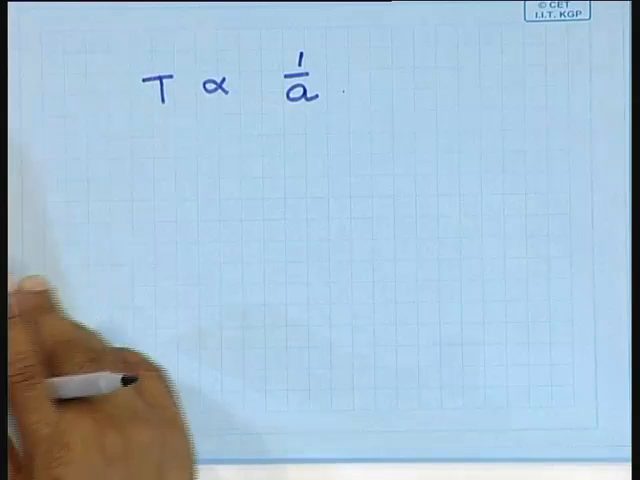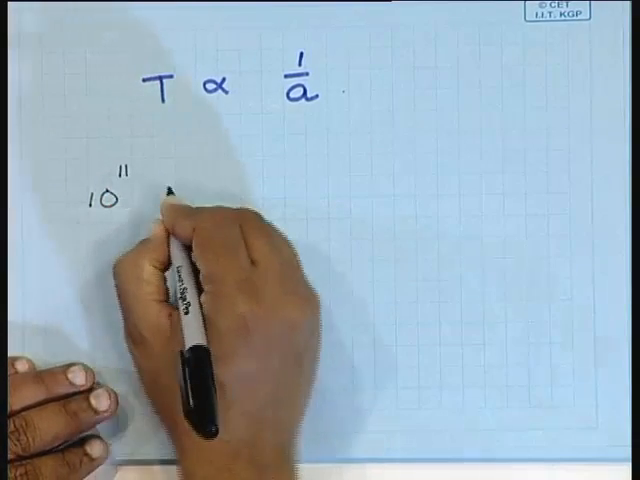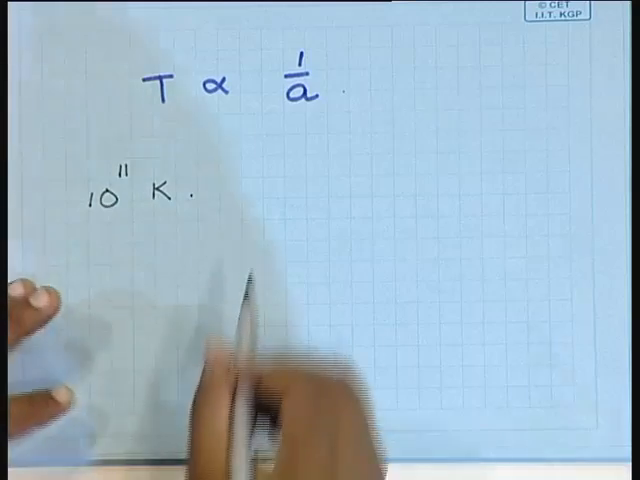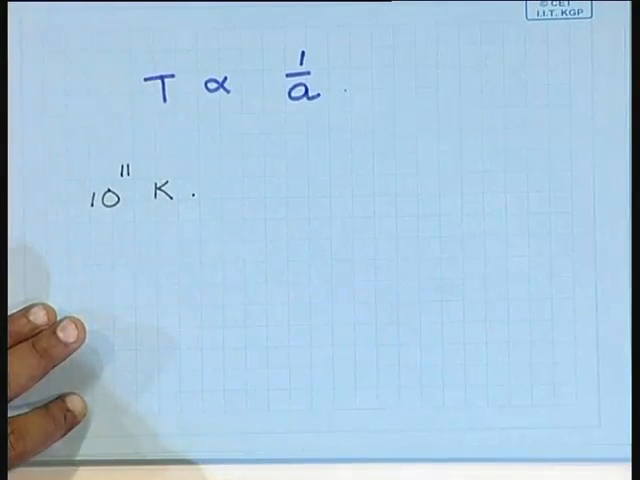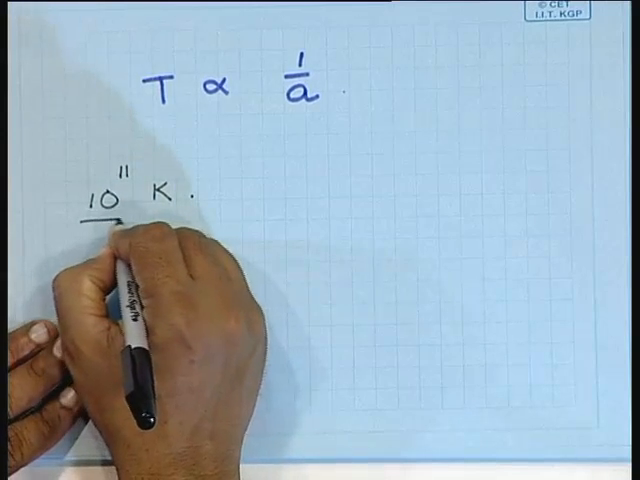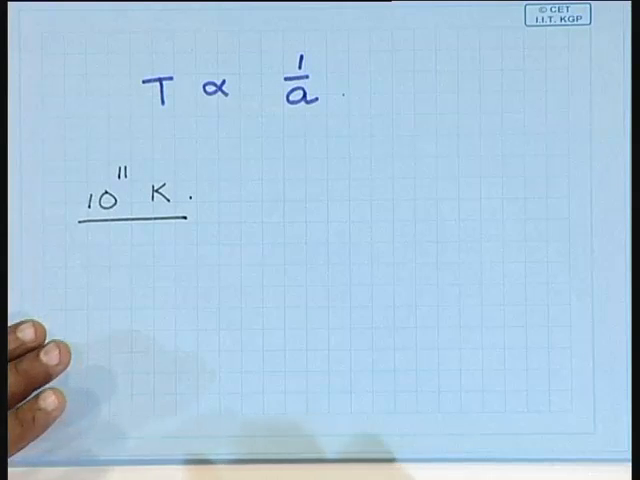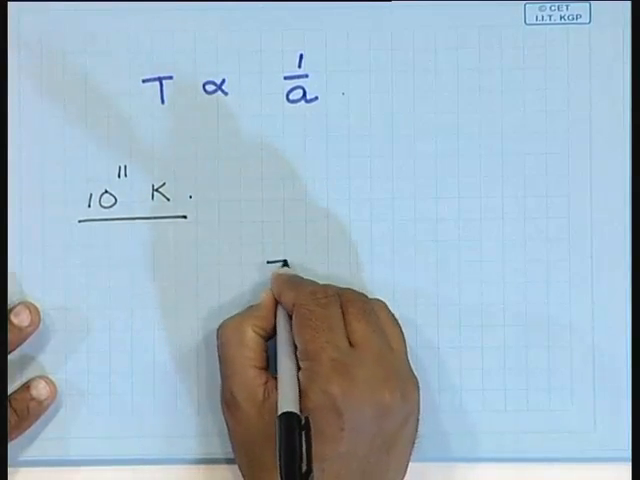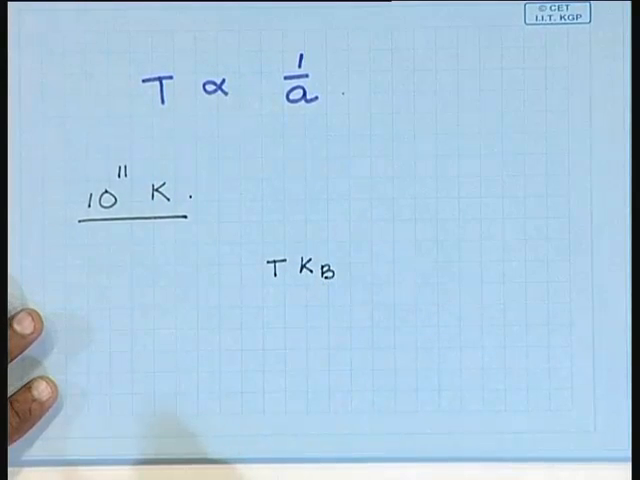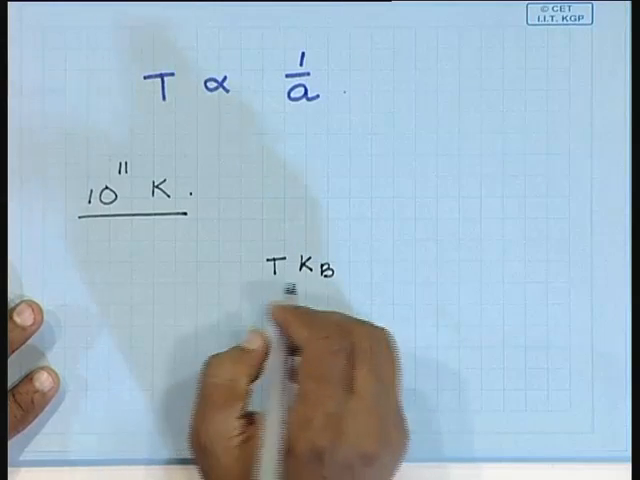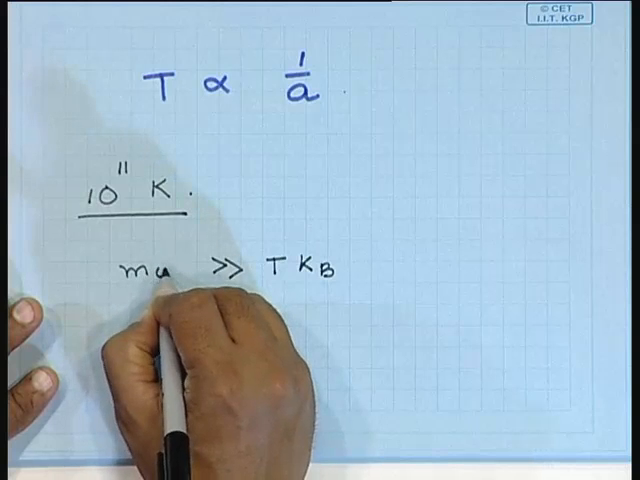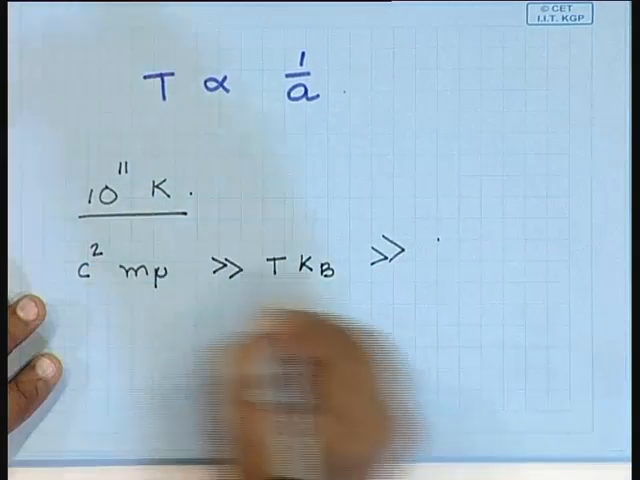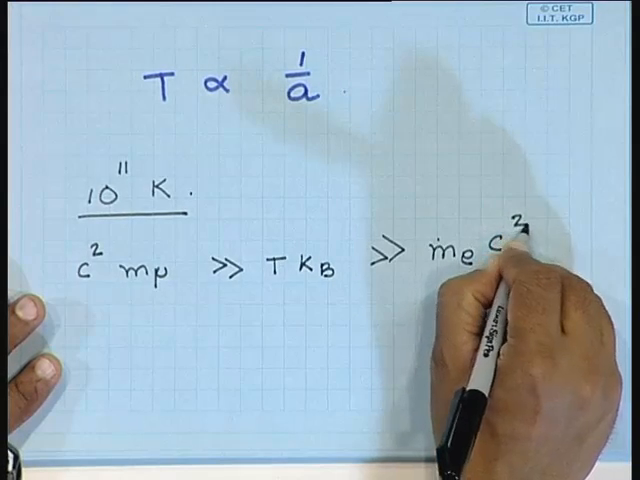So, let us go back to a temperature of around 10 to the power 11 Kelvin. This is the temperature at which we start our discussion. So, when the scale factor is sufficiently small, so that the temperature is 10 to the power 11 Kelvin, this is the temperature from which we start our discussion of the thermal history of the universe. Now, why this temperature? This temperature T is such that K_B T is less than the mass of the muons, but it is more than the mass into c square of the electrons.